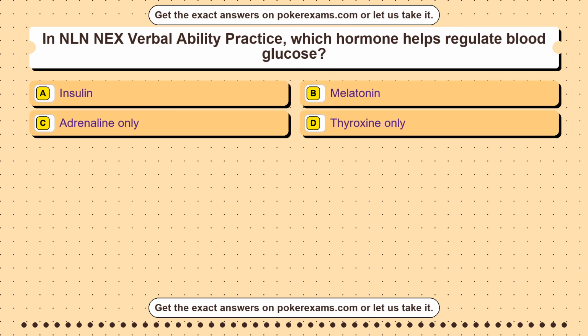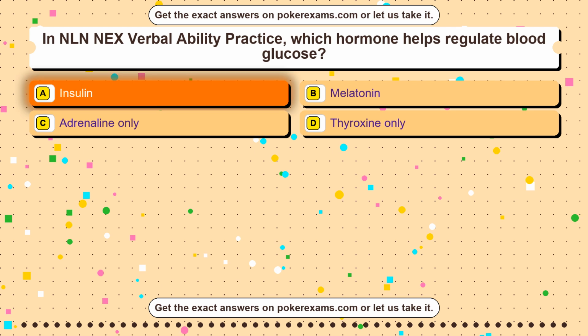Question 33. In get statistics practice, which slope is shown by rise 6 and run 3? Option A 2. Option B 3. Option C 6. Option D 9. The correct answer is option A.